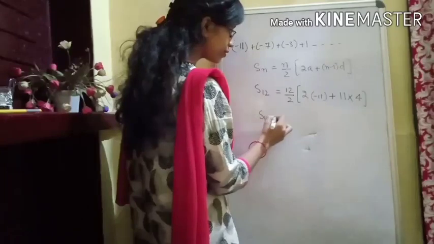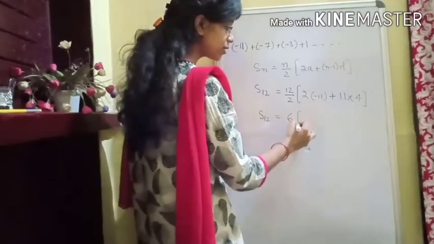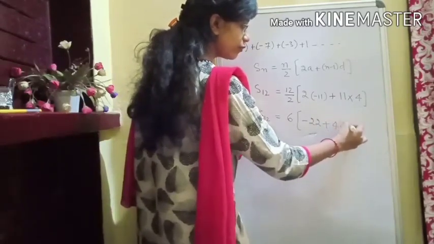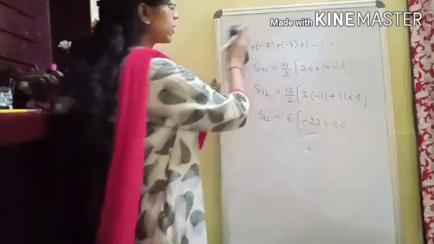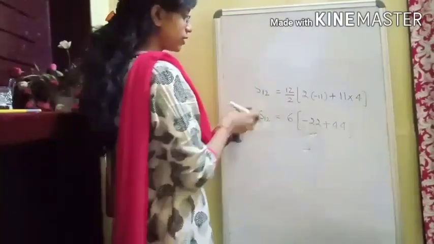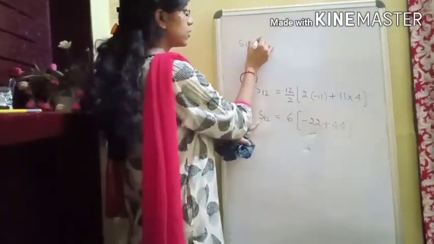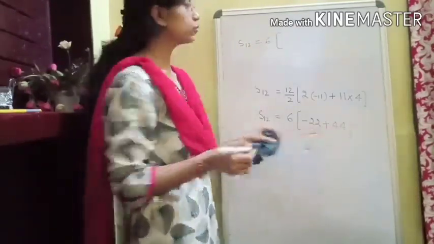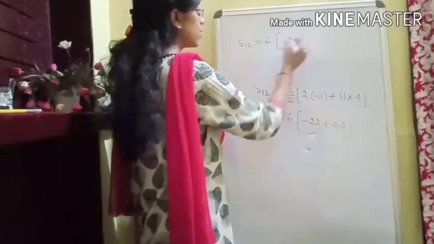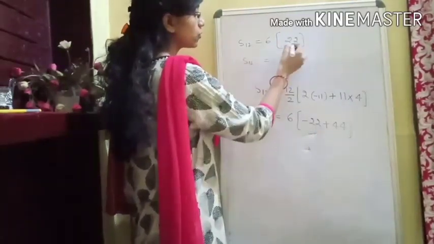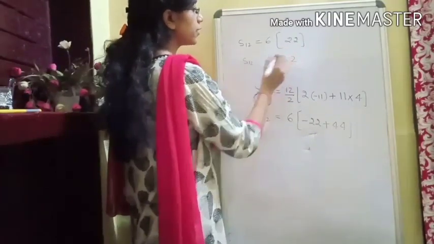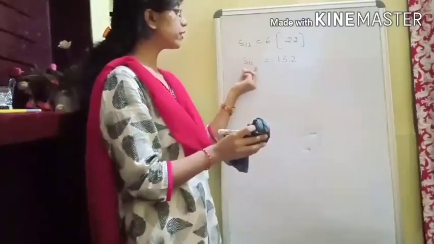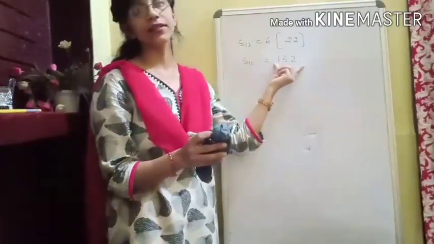Now the sum of 12 terms would be 12 upon 2, that is 6. Now this will give you minus 22 and plus 44, isn't it? Now just simplify. Here the sum of 12 terms equals 6, and then we have 44 minus 22, that would be 22, and when you multiply it will be 132. That means for that given AP, the sum of 12 terms is coming 132.